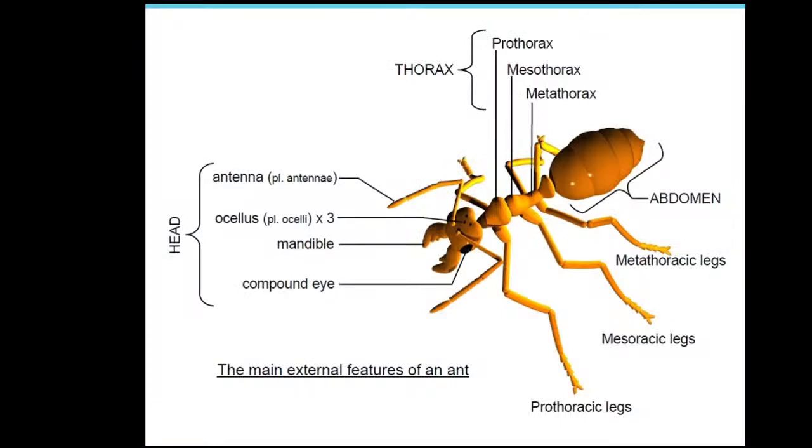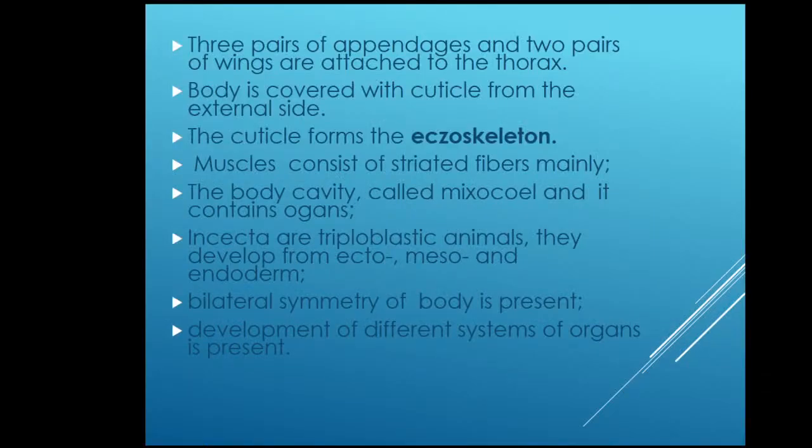So here you can see the three parts of the body of Insecta: head, thorax, and abdomen. The head contains eyes, mouth apparatus, and antennae. The thorax consists of three segments. These are prothorax, mesothorax, and metathorax. Each segment carries one pair of legs, and two pairs of wings are present. After the thorax, the segmented abdomen is present. So, three pairs of appendages and two pairs of wings are attached to the thorax.